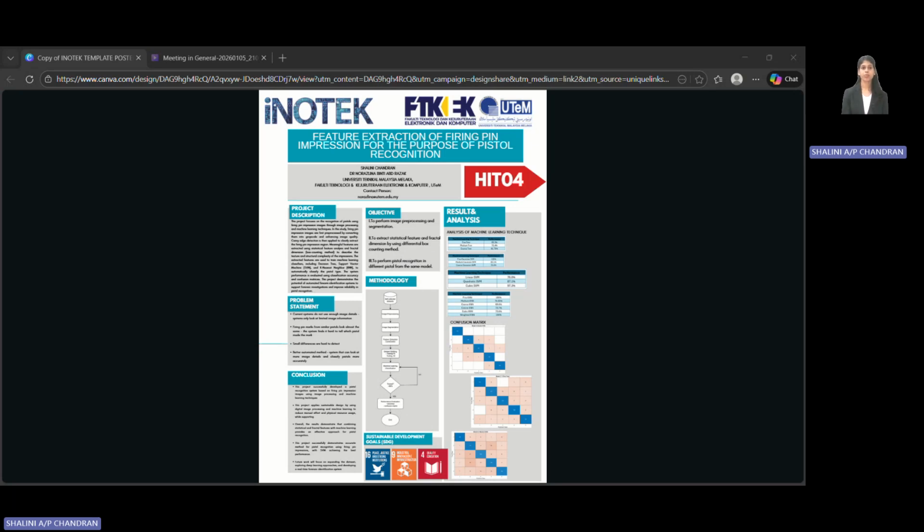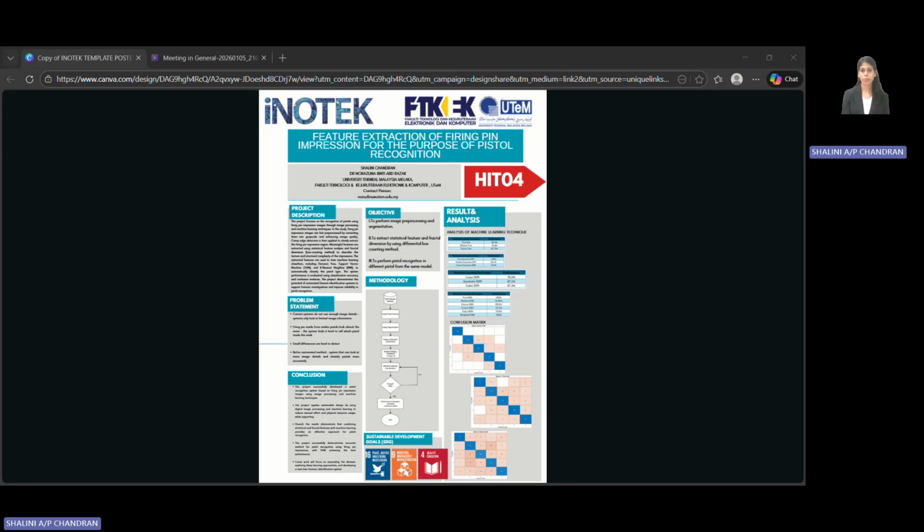So each pistol produces firing pin marks due to the interaction between the firing pin and the cartridge primer. So this mark can be analyzed to determine which pistol fired the bullet. However, the manual examination of firing pin impressions can be difficult, subjective, and time consuming. So to address this limitation, an automated and systematic approach is proposed.